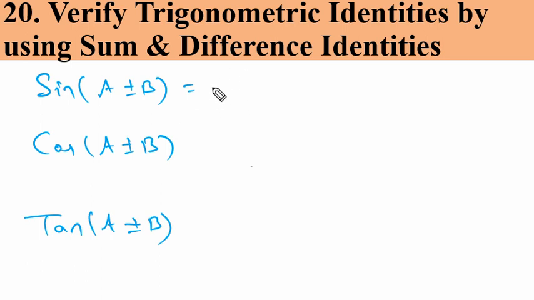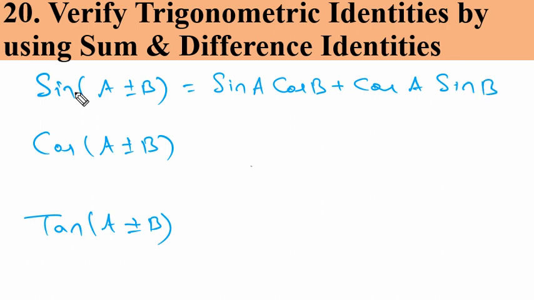Sine A plus minus B. Okay, so sine A plus B will give you sine A cos B plus cos A sine B. Now if it is sine A minus B, then it will be sine A cos B minus cos A sine B. That's it. Now what about cos A plus minus B? That will give you cos A cos B minus sin A sin B.